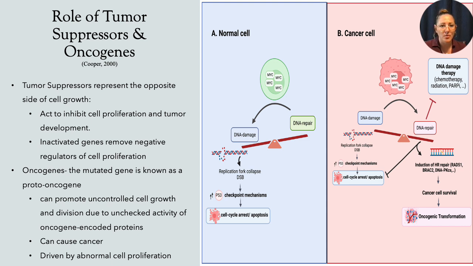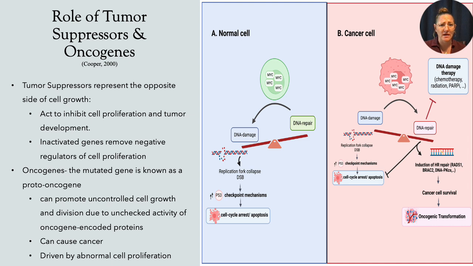So for this example, when there is an overexpression of MYC in normal cells, the balance is tipped in favor of the damage via stimulating the checkpoint mechanisms. This leads to cell cycle arrest, allowing for either repair or, in the case of damage, killing the cell.